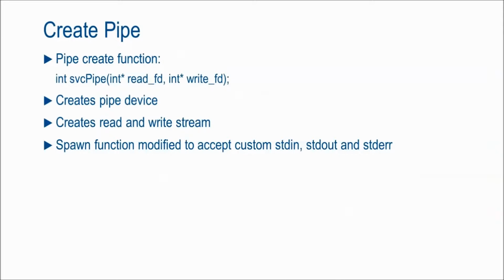To create a pipe, I have written a new function. It's called svc pipe, and after it the user will get two file descriptors. One will be the read pipe file descriptor and one will be the write pipe file descriptor. Internally in this function, I am just creating the pipe device and I am creating the read and write stream. The spawn function has been modified so that the user can specify a customized standard in, standard out, and standard error.